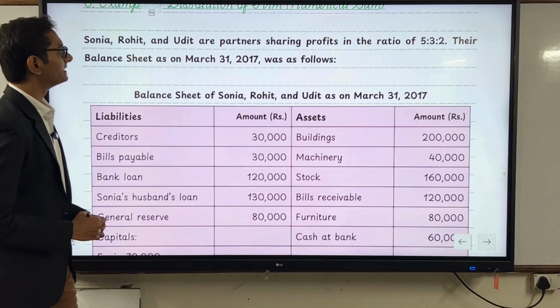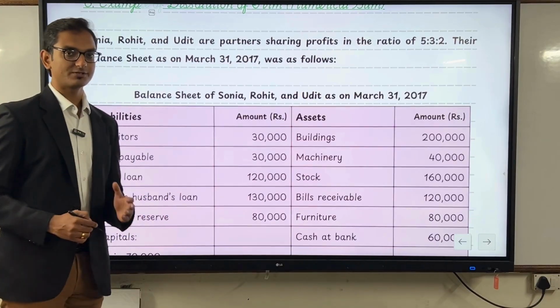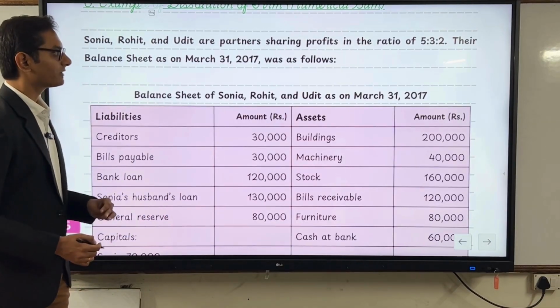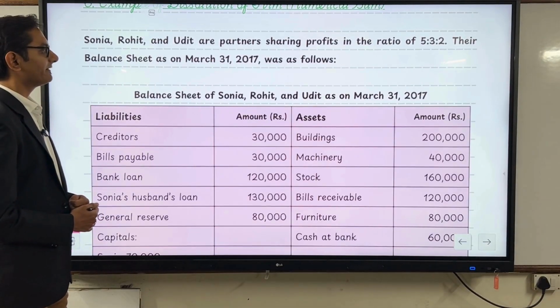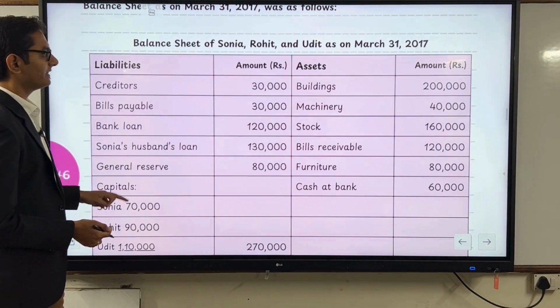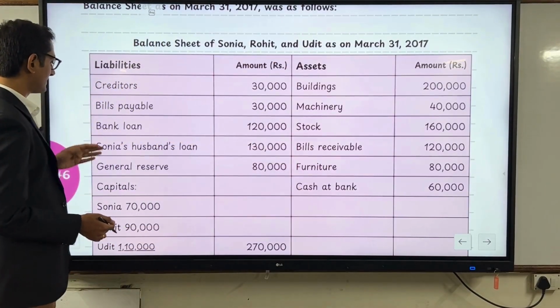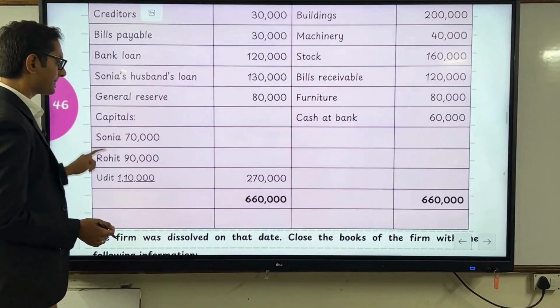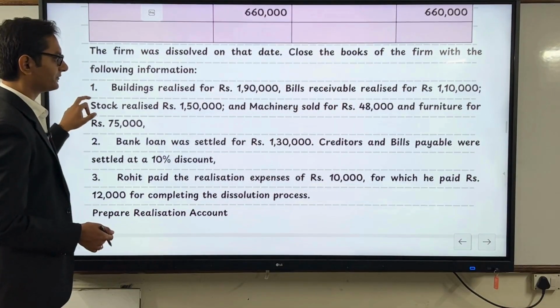Sonia, Rohit and Udit are the partners sharing profit in the ratio of 5:3:2. There are three partners, Sonia, Rohit and Udit. The balance sheet on 31st March 2017 was as follows. Balance sheet of Sonia, Rohit and Udit is given. There are some assets, some liabilities, and the capital accounts of partners are given. And some adjustments are given.